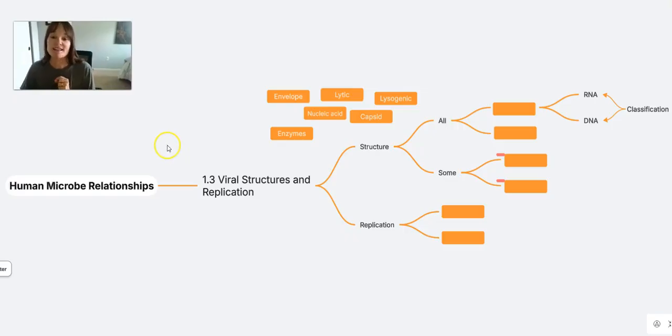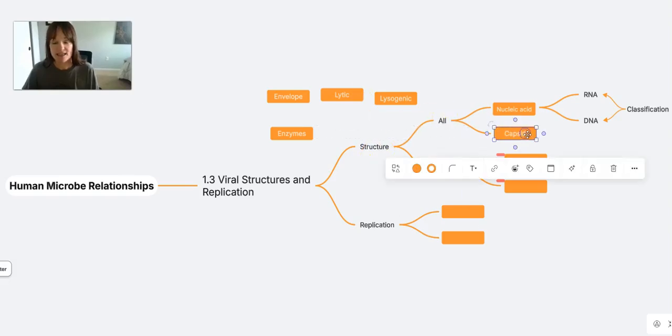Okay, so the answer is all viruses have a nucleic acid, and that nucleic acid is either RNA or DNA. And this is a major way we classify viruses, like coronavirus as an RNA virus, HIV as an RNA virus. Another structure that all viruses have is a capsid. And this is made of protein, and it encases or protects that nucleic acid.